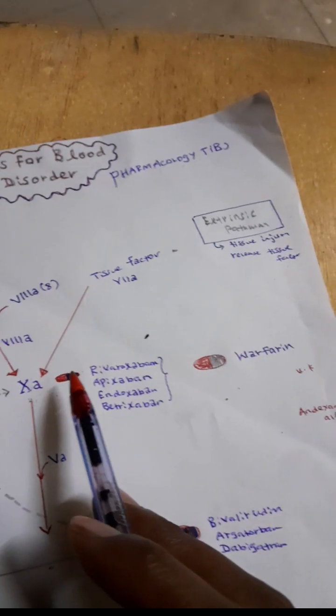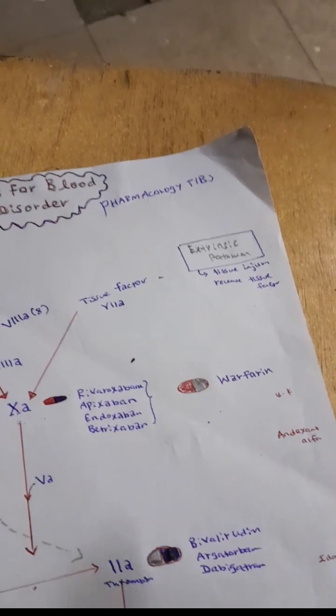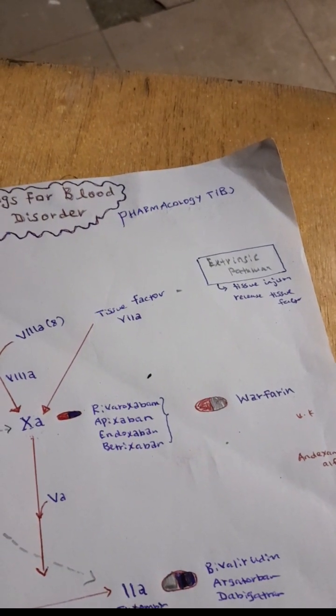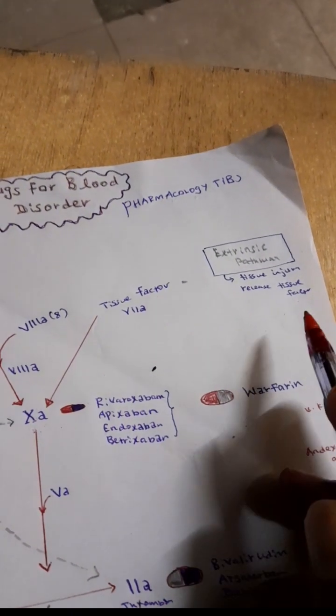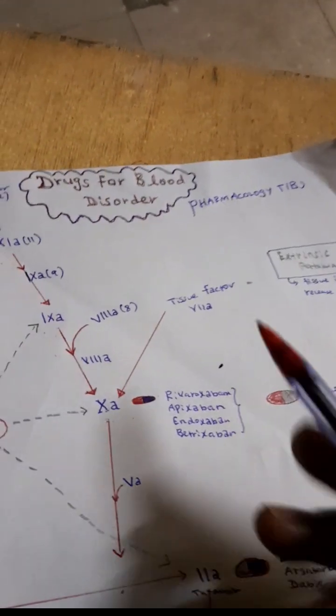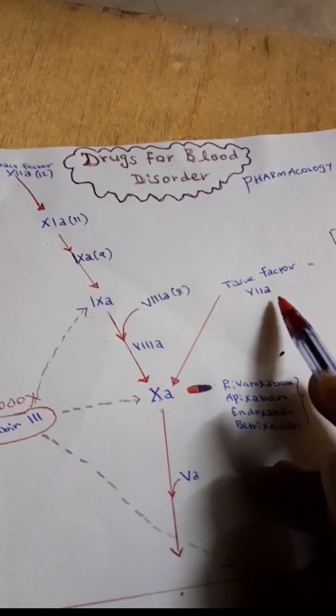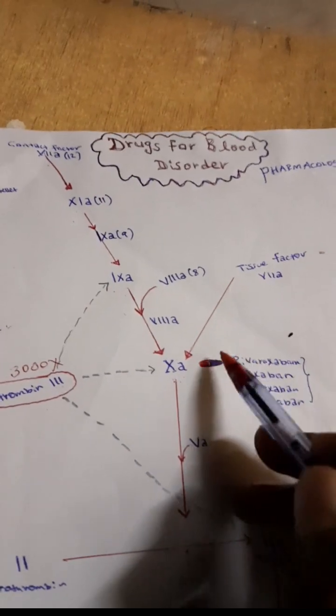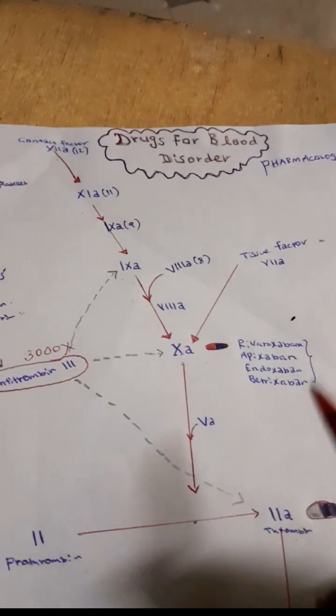And also the extrinsic pathway starts when the injured tissue releases tissue factor. This tissue factor is responsible for the activation of factor 7, and this factor 7, with the help of the intrinsic pathway, forms the common pathway that starts from factor 10.